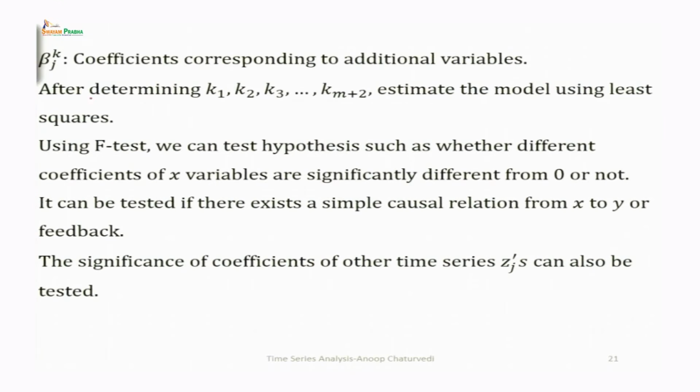Then first we determine the values of k 1, k 2, k 3, and so on up to k m plus 1. Then after determining these values, we estimate the model using least squares. Then using the F test, we can test hypotheses such as whether different coefficients of x variables are significantly different from 0 or not. Then we can also test if there exists a simple causal relation from x to y or feedback. Then the significance of coefficients of other time series, say z j's, can also be tested by using the F test. So, the advantage with Granger's test is that it can be extended for more than 2 time series also.